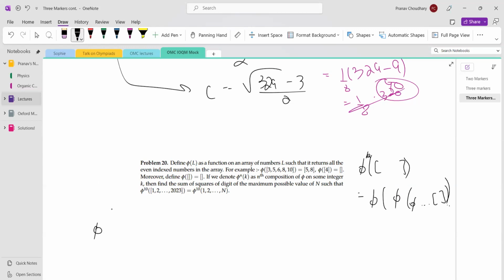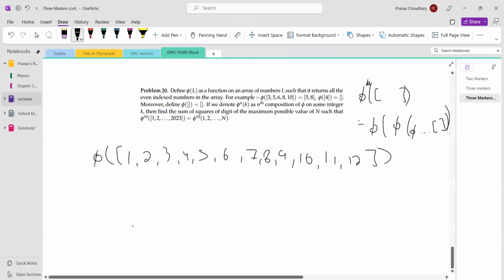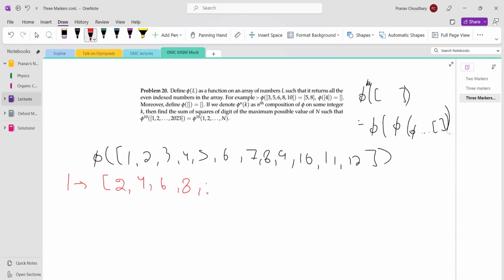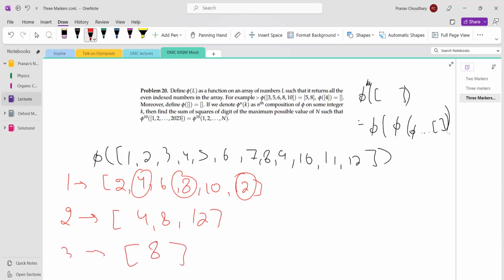Okay, so let's see how the phi function works. You see that the set is always 1 to n, right? So let's see phi of 1, 2, 3, 4, 5, 6, 7, 8, 9, 10, 11, 12. Once you apply it the first time you'll get 2, 4, 6, 8, 10, 12. The second time you'll get the even indexed ones, 4, 8, 12. Third time you'll get 8.